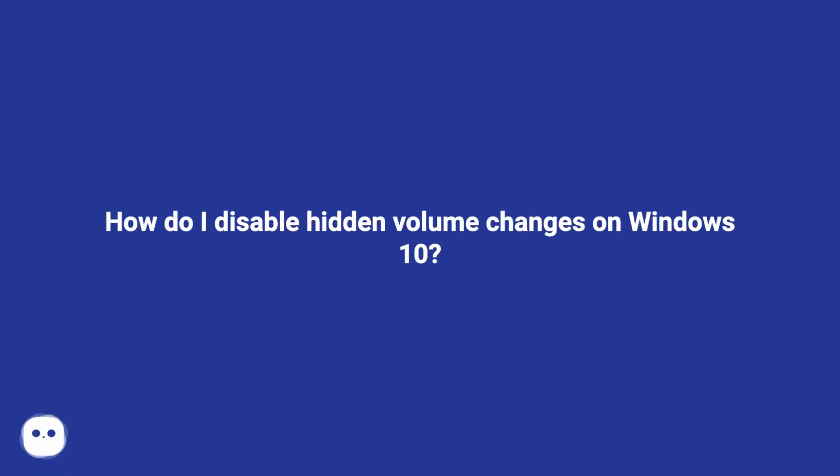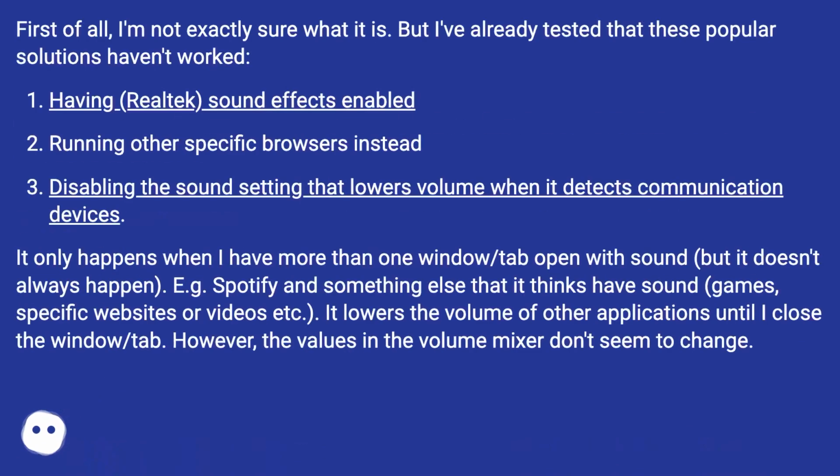How do I disable hidden volume changes on Windows 10? First of all, I'm not exactly sure what it is. But I've already tested that these popular solutions haven't worked: having Realtek sound effects enabled, running other specific browsers instead, and disabling the sound setting that lowers volume when it detects communication devices.